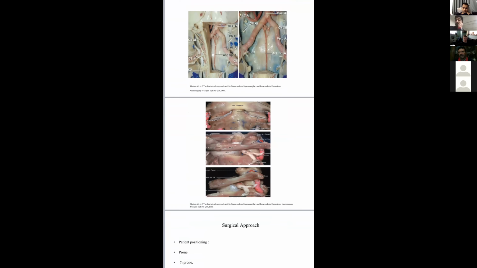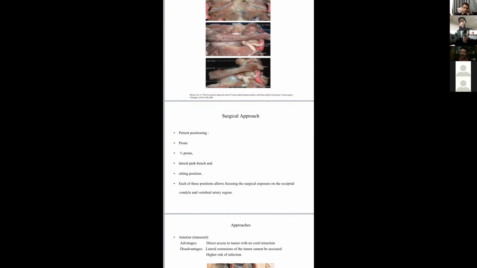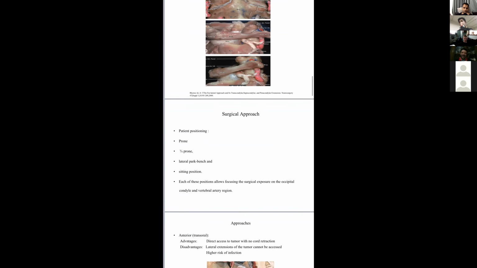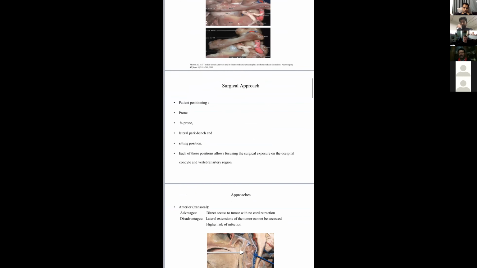Basically, the first step of the surgical approach is patient positioning. It may be prone, three-quarter prone, lateral park bench, or sitting position. Each of the positions allows focusing the surgical process on the occipital condyle and the vertebral artery region. The most important aspects of the C1, C2 approach are the occipital condyle and the vertebral artery anatomy.